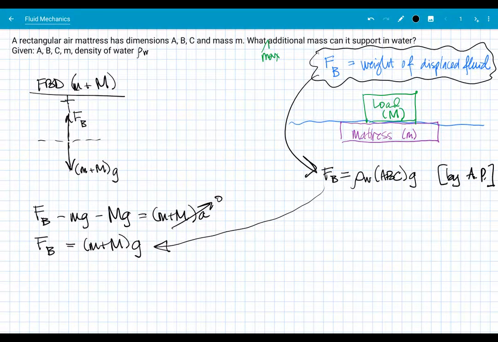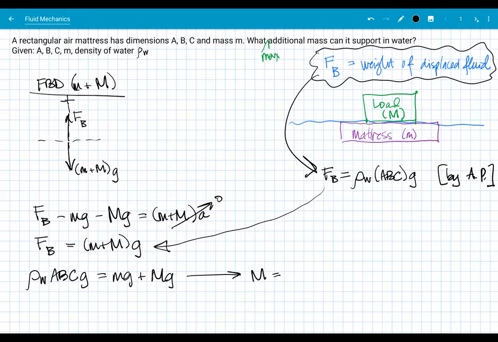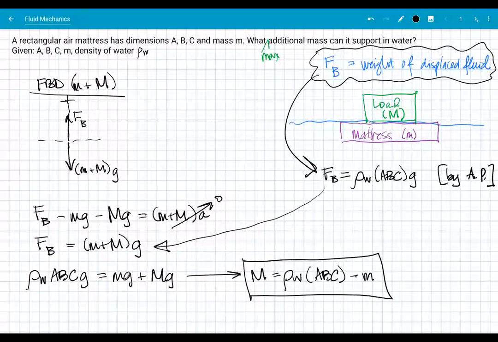So on the left-hand side, I can substitute for buoyant force the weight of the displaced fluid, ABCG, is equal to mg plus big Mg. All right, now you can see that we're getting somewhere and that you have one unknown, that's big M, and you're going to be able to solve for that. So big M will be rho of water times the volume of the air mattress minus the mass of the air mattress. And that's our final answer for what is the additional load you can place on top.